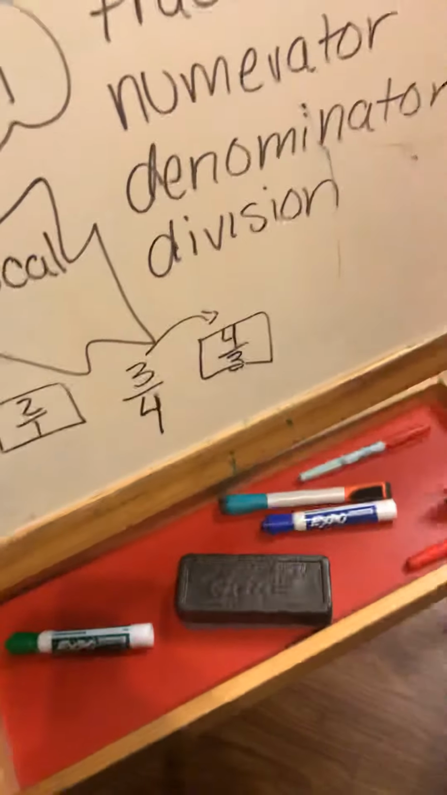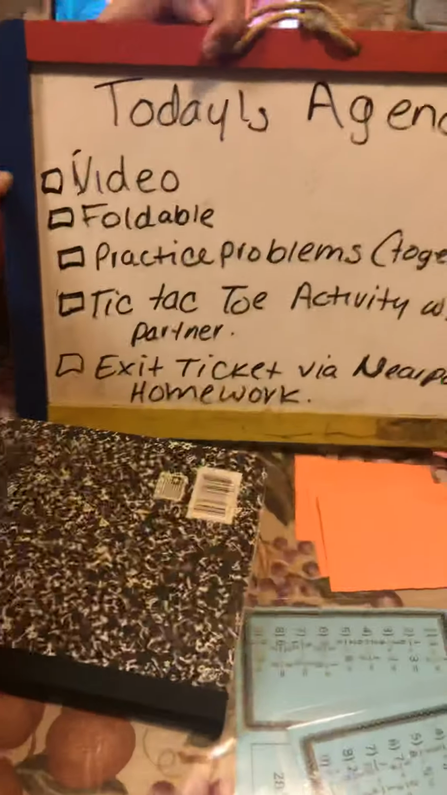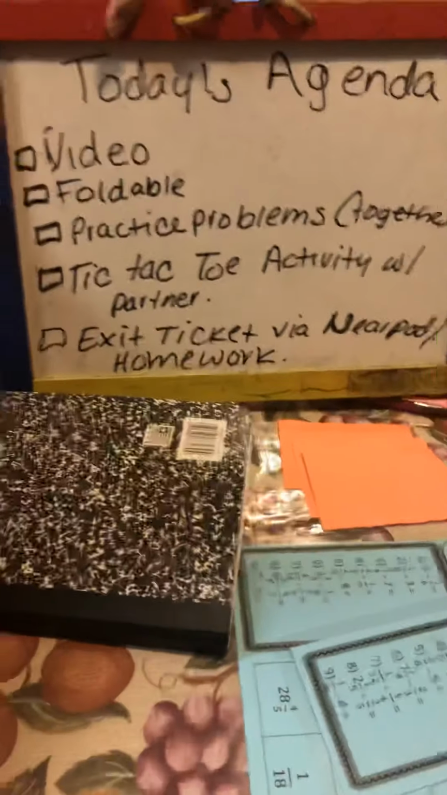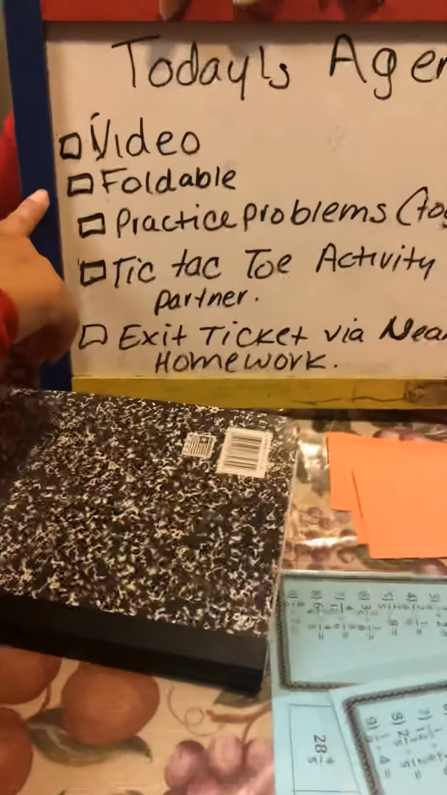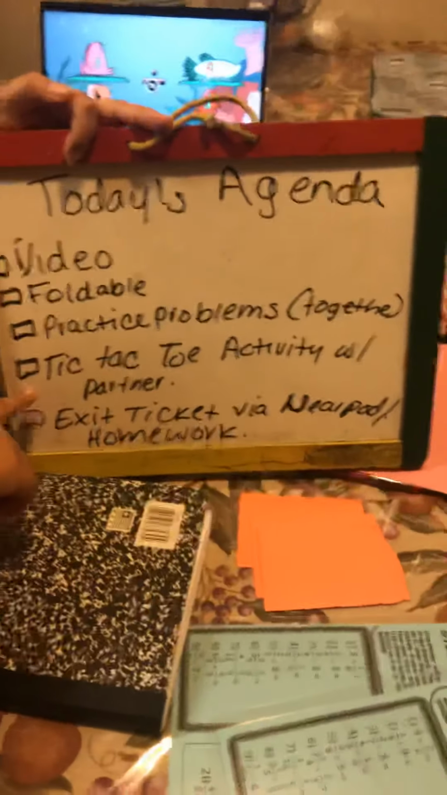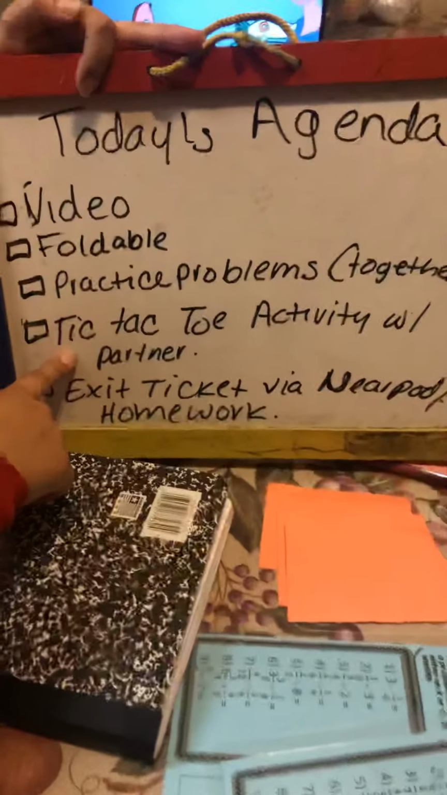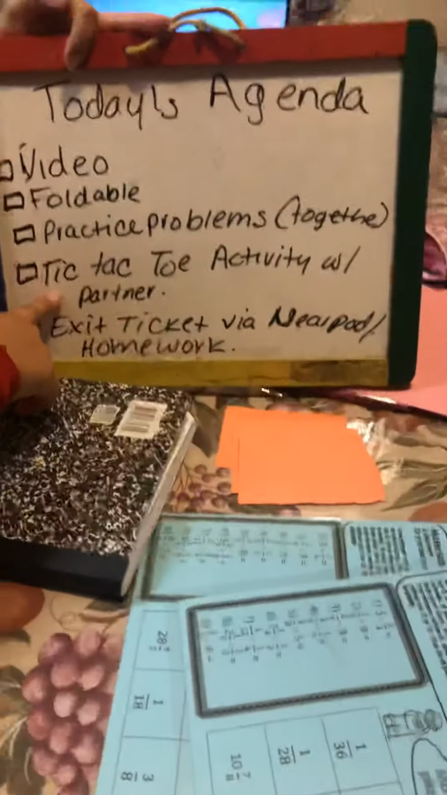Okay, so now that we know what we're going to be working on, let me go ahead and go over the agenda. So today, agenda. We're going to be watching a little short video, which is a very nice song that is going to teach you a little method of how we're going to be dividing fractions. We are also creating a foldable. I have some practice problems that we're going to be working together. Then I have a tic-tac-toe activity that you're going to be working with a partner if you're in class or at home with your dad, with your mom, with your brother, your sister.